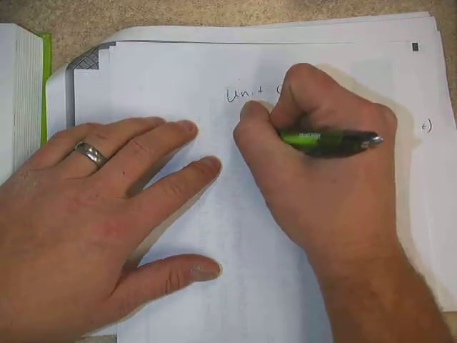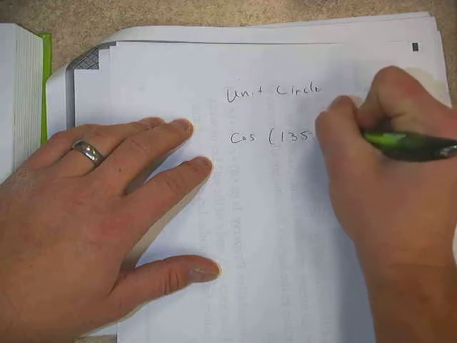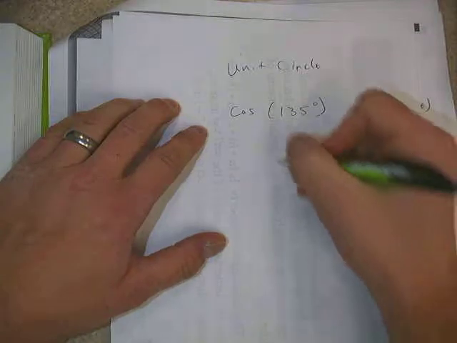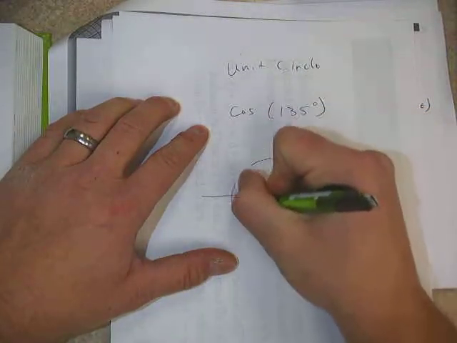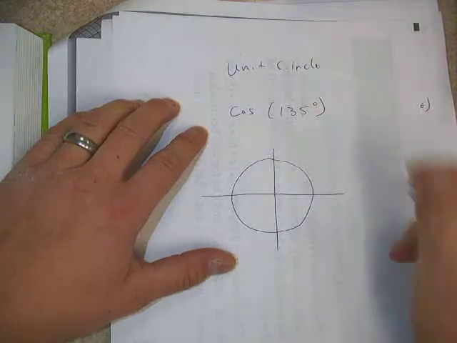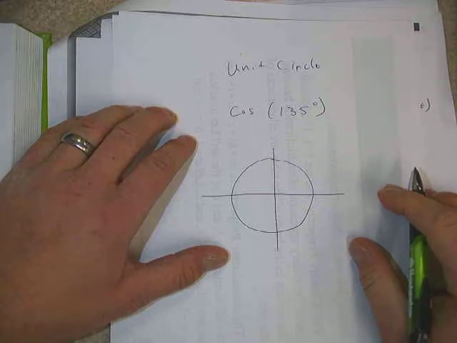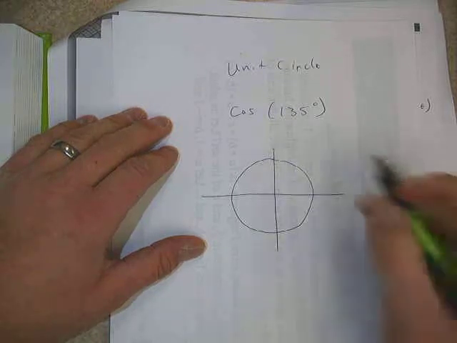If I told you to find, let's say, the cosine of 135 degrees, here's what I would do. I would draw myself a unit circle. Keep in mind I'm going to do this with no cheat sheet and no calculator. I need to be able to find the cosine of 135, and when we get done with this, hopefully we can do that within 3 or 4 seconds. That's our goal.